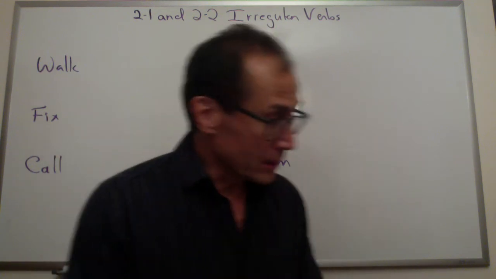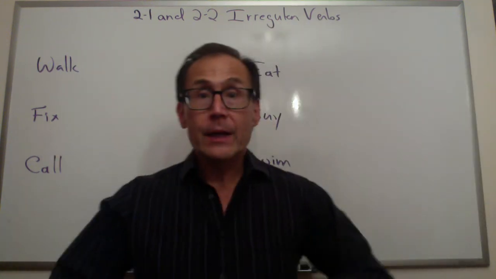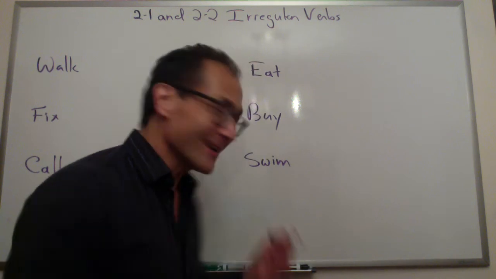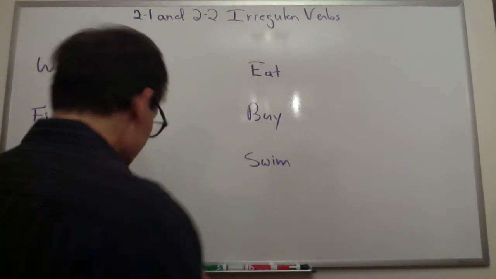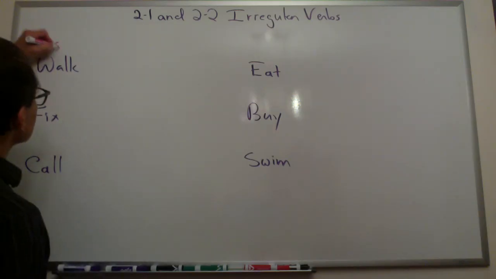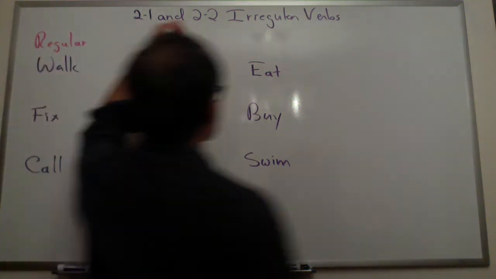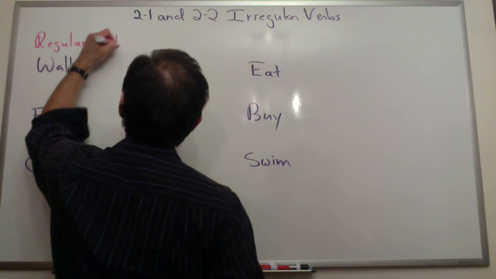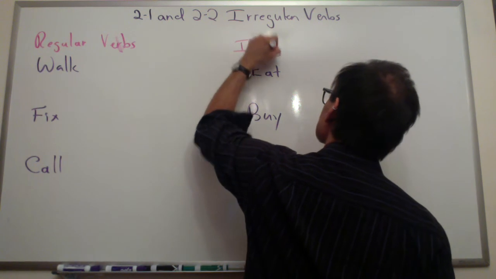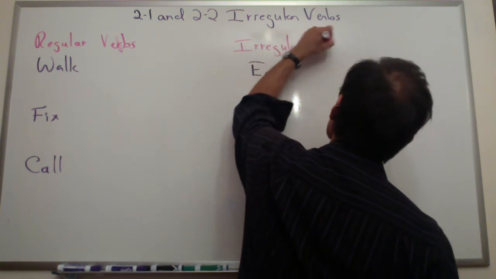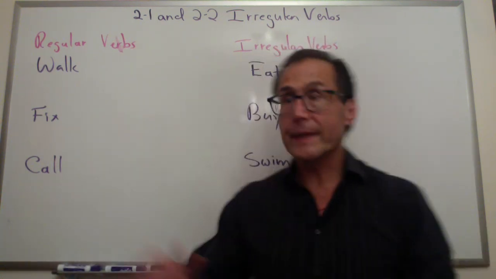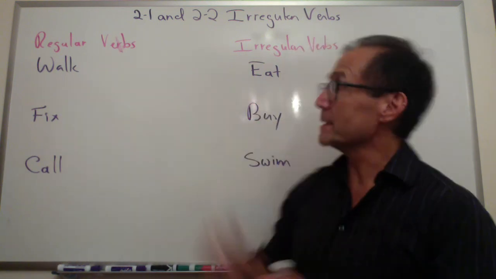So, to talk about what an irregular verb is, let's start by talking about the verbs that are not irregular, okay? The verbs that are not irregular are called regular verbs. So two kinds of verbs in English: regular verbs and irregular verbs. Now, let's talk about what makes these regular and what makes these irregular.